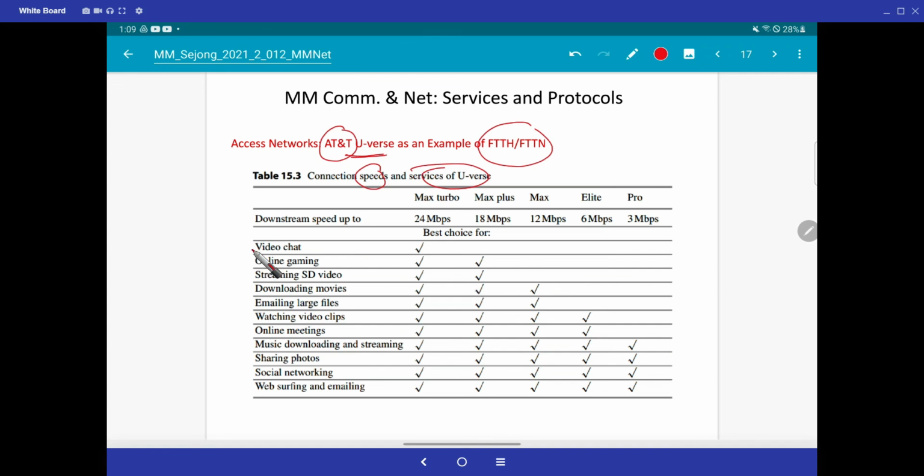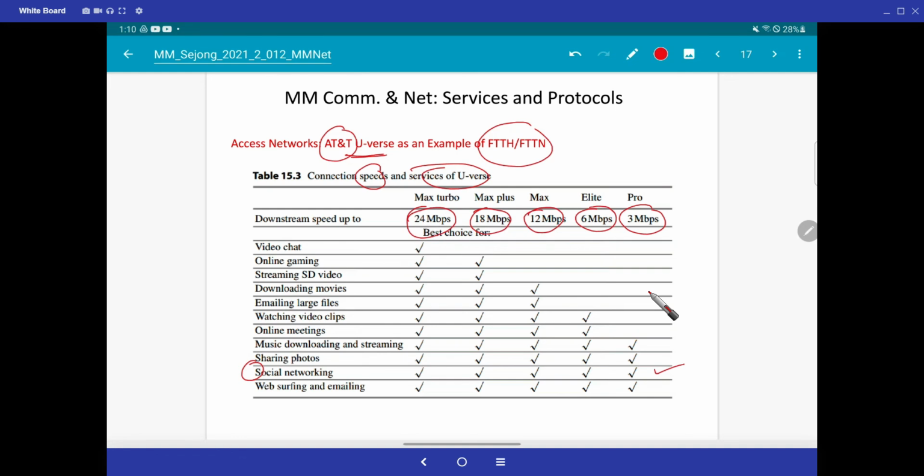If you would like to subscribe just for video chatting, you have this kind of speed, and for online gaming, downloading movies, emailing, large files, watching video clips, online meetings, web surfing, and social networking. For each one there are different kinds of profiles or services. For example, for social networking you can use this kind of service: 3 Mbps; for pro users and elite users 6 Mbps; max users 12 Mbps; max plus 18 Mbps; turbo users 24 Mbps, that kind of thing.